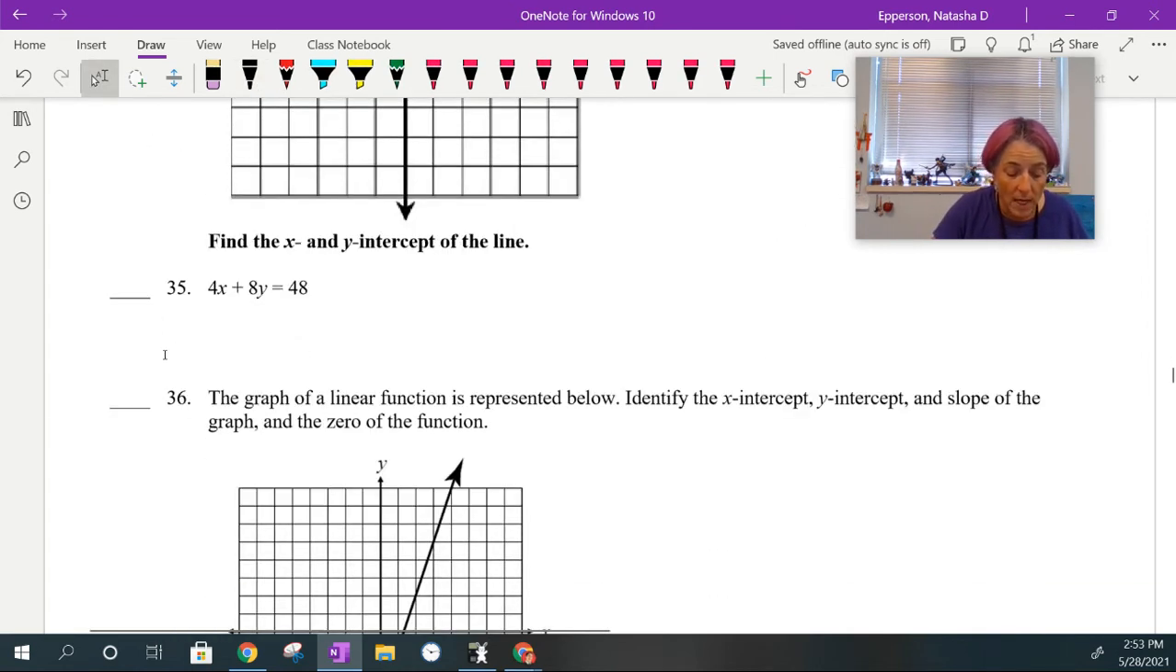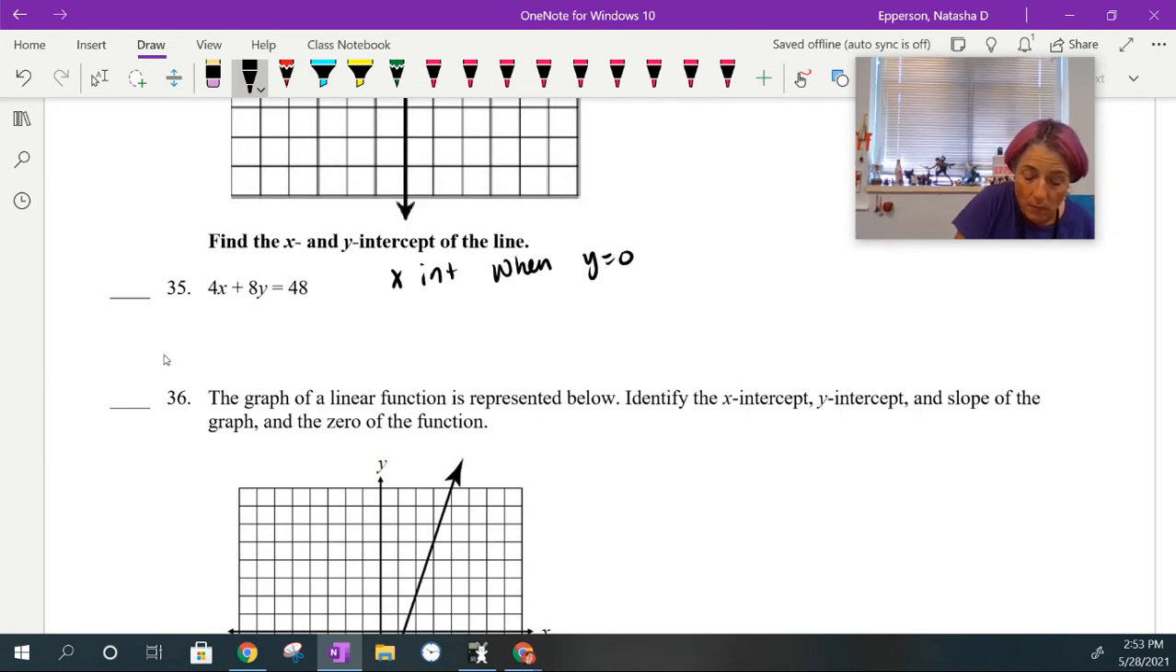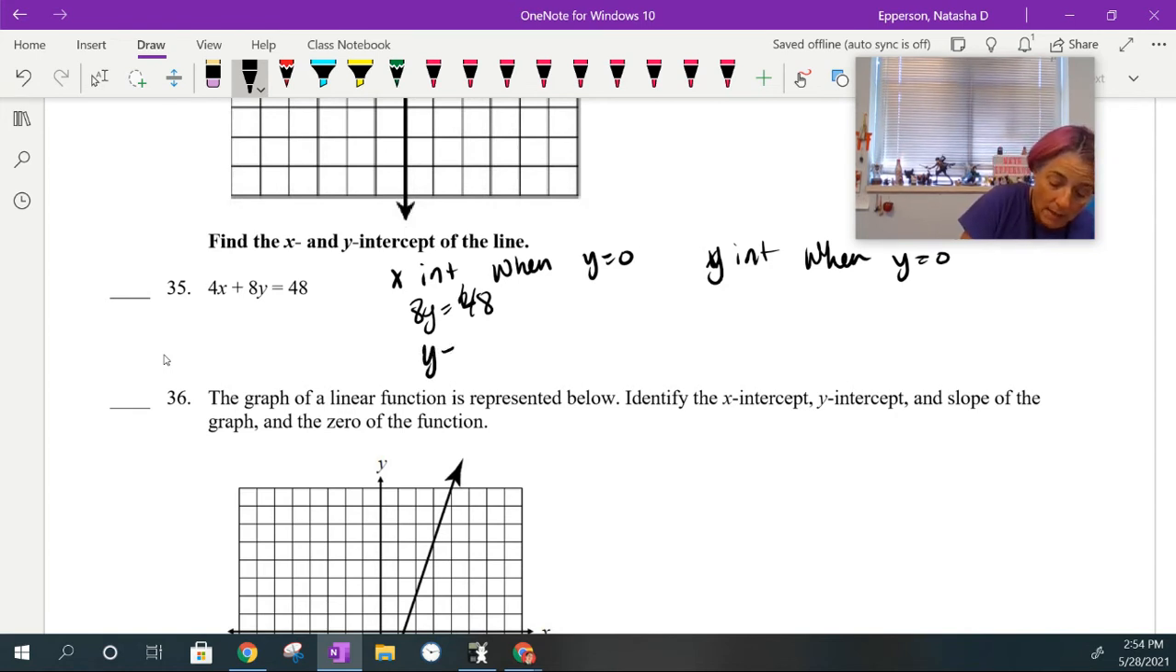Number 35, find the x and y intercepts of the line. So the x-intercept is when y is equal to 0. The y-intercept is when x is equal to 0. So in the case of this equation, if x is equal to 0, that would give me 8y is equal to 48. So 48 divided by 8, that would give me y is equal to 6. So that would be the coordinate point 0, 6.